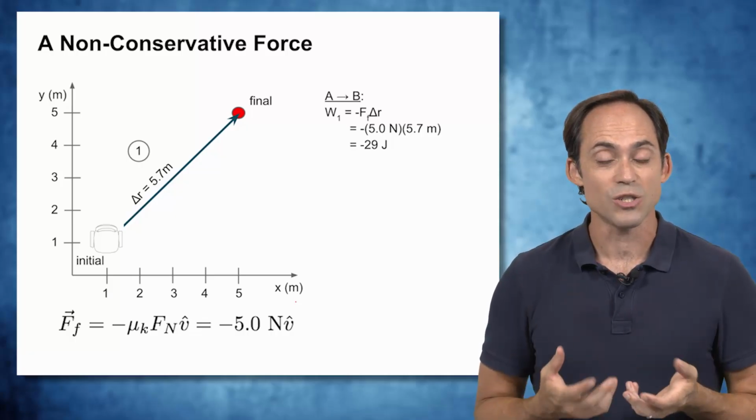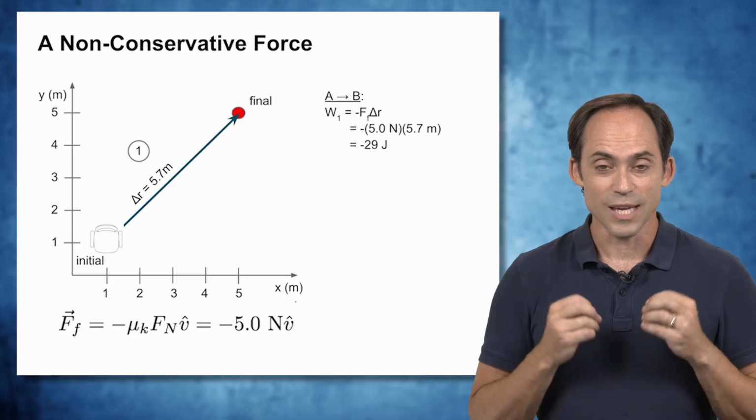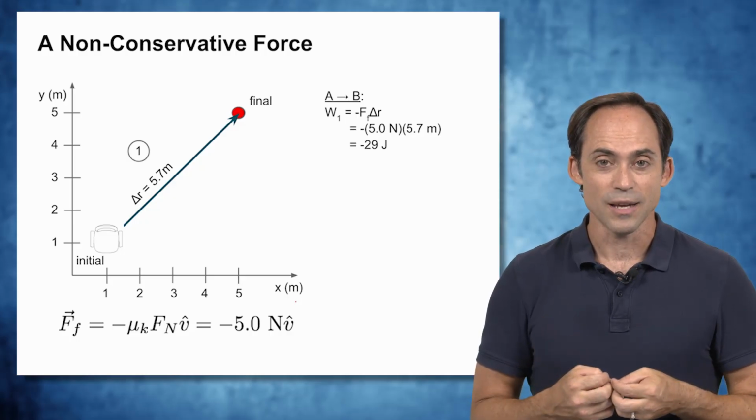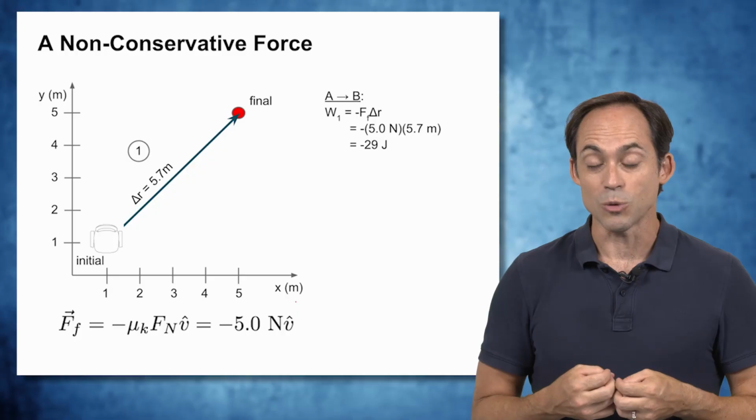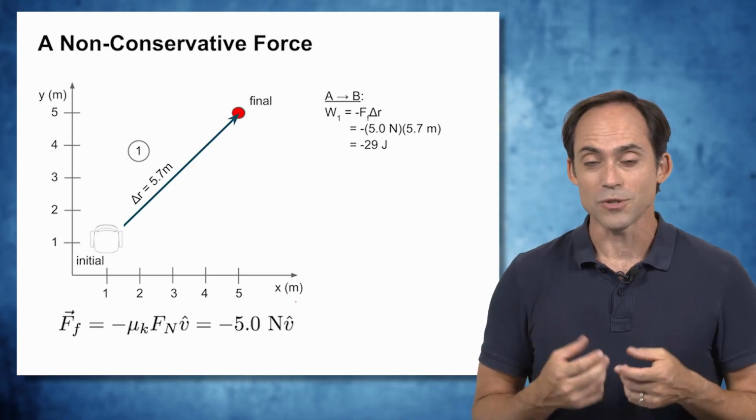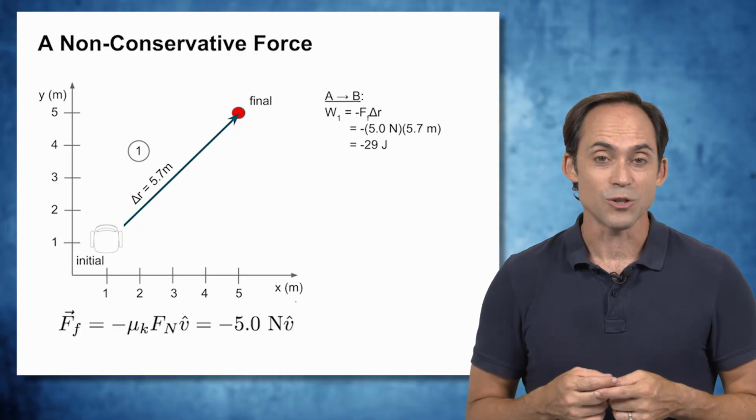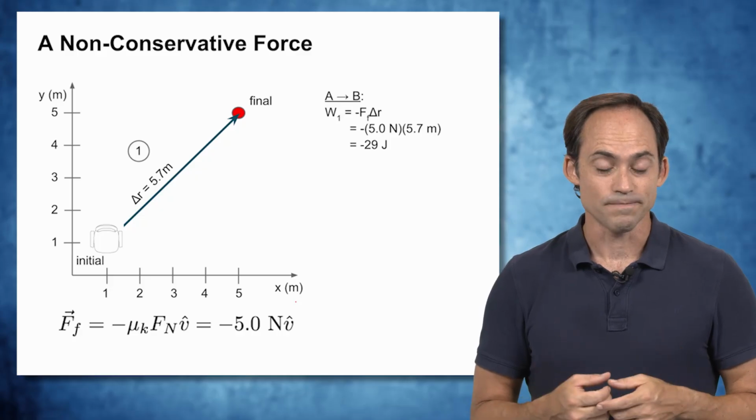And again, that's the change in the kinetic energy. So if we give this chair a good push at the beginning, by the time it reaches its final destination, it will have slowed down, and that amount of slowing down will correspond to 29 joules of kinetic energy lost.